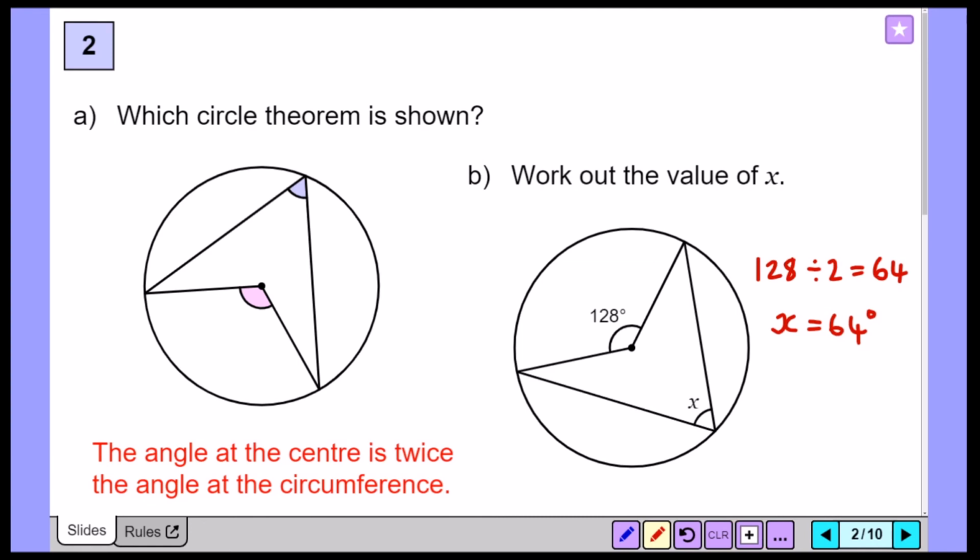As I've mentioned before, just be careful to think about the angles that you've been given and whether you need to double or half them. Likewise, if you're given this angle on the inside, you're going to have to use the fact that angles at a point add up to 360 degrees to work out the relevant angles before you can apply this circle theorem.